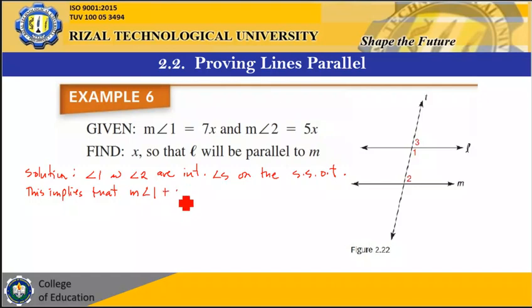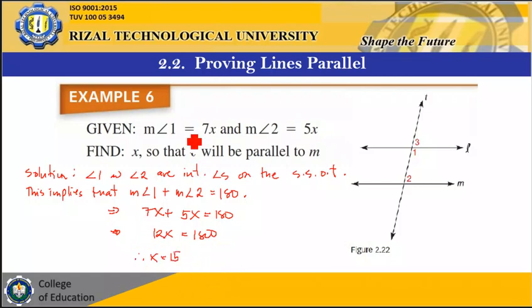Since they are interior angles on the same side of the transversal, this implies that the measure of angle 1 plus the measure of angle 2 is equal to 180. By substitution, we have 7x plus 5x is equal to 180. Combining similar terms, we have 12x is equal to 180. Dividing both sides by 12, therefore x is equal to 15.